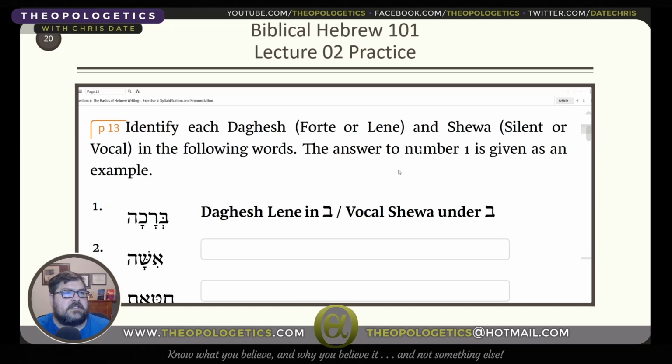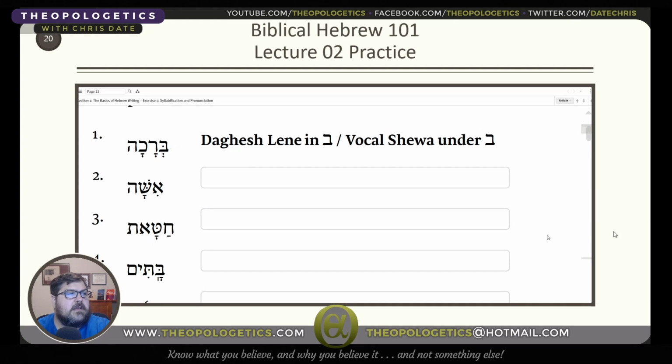Okay, identify each dagesh either as a forte or lena, and each shava either as silent or vocal in the following words. The number 2-1 is given as an example. So in the word bagacha, the dagesh lena is in the bait and the vocal shava is under the bait.